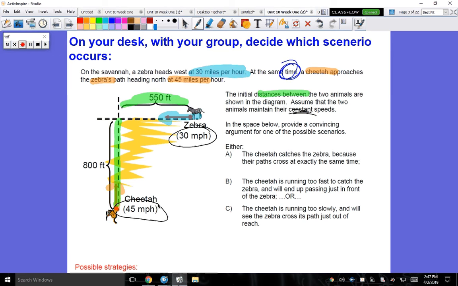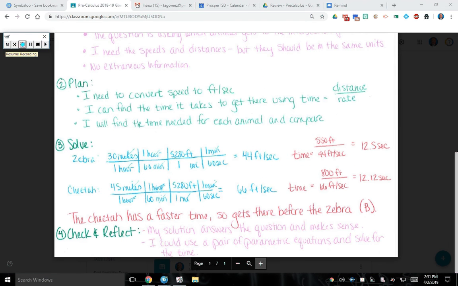Now what I want you to do for 5 minutes, you can do it alone, you can do it with groups, you can discuss however you want. In the space below, provide a convincing argument of one of the possible scenarios. Will A happen, will B happen, or will C happen? Go first. And then you will find the time needed.